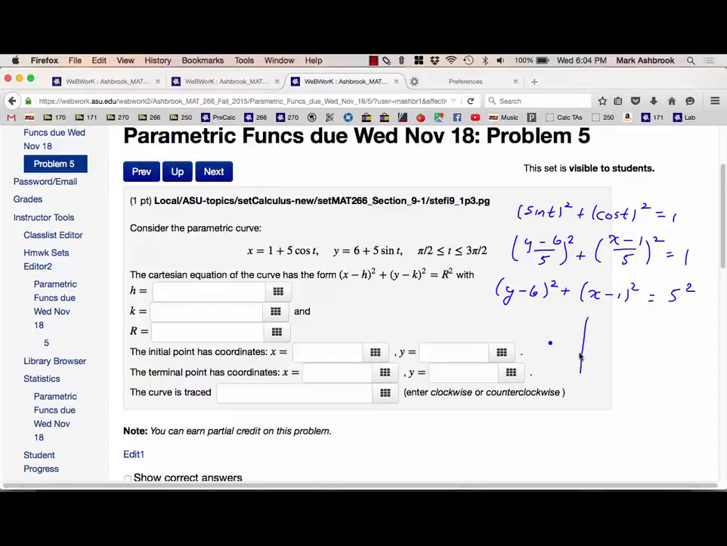So if we were to sketch that, you should be able to sketch that. Center is 1, 6, and radius of 5, so it's not going to quite make it down to the x-axis. It's getting worse. Okay, let's try this. There we go. All right, so something like that. Center: h is 1, k is 6, radius is 5.